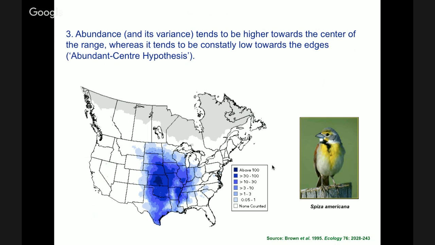This last pattern is called the abundance center hypothesis. And it has been taken in biogeography and ecology almost as a dogma. In many studies, they take this like the rule without even testing if this is true or not.